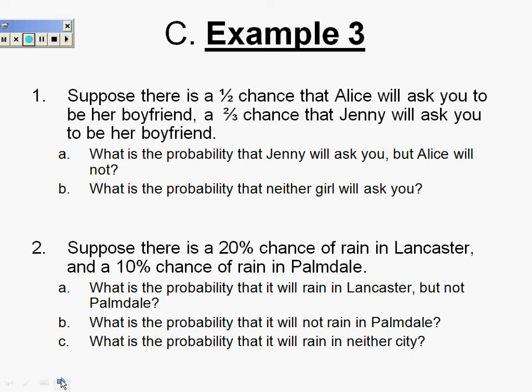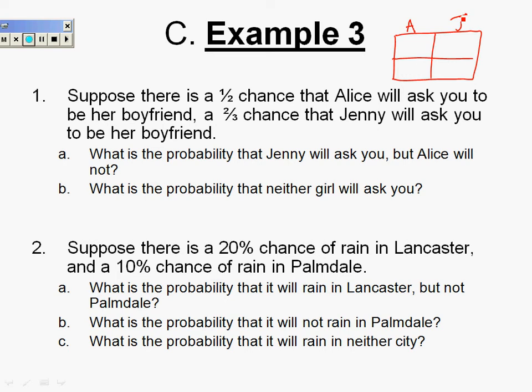So for these problems, I like to do a little table. You don't have to do the table if you don't want to. I like it, though, because it kind of gives me all the numbers I need up front. But the word problem doesn't give you the numbers up front necessarily. First of all, we're dealing with two girls, Alice and Jenny, right?